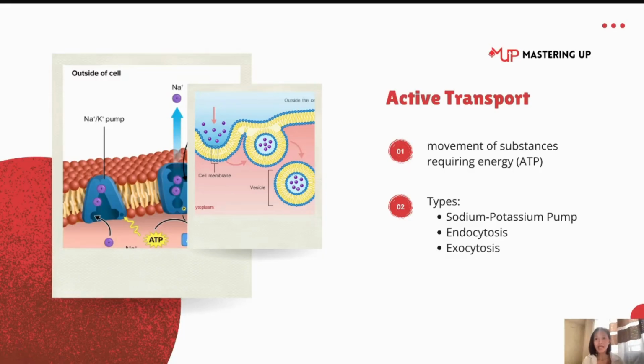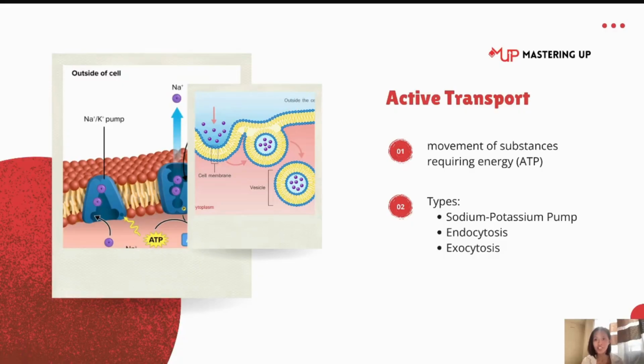There are two main types of active transport. The primary active transport, which uses ATP directly to move ions or molecules across the membrane. Example, the sodium-potassium pump, which moves sodium ions out of the cell and potassium ions into the cell, both against their concentration gradients.